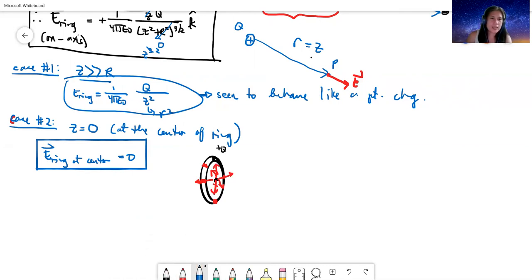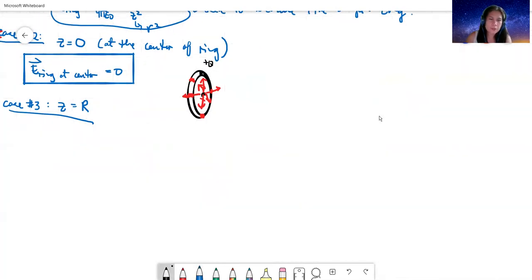Now, finally, we have case number 3, where Z is equal to R. So if this is R, this length is R, and if I want somewhere here, Z, we make a point here where we want to determine the field. So this is still on axis, so we know that the electric field is in this direction.